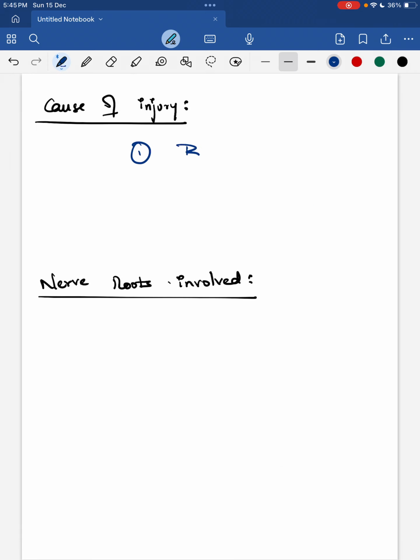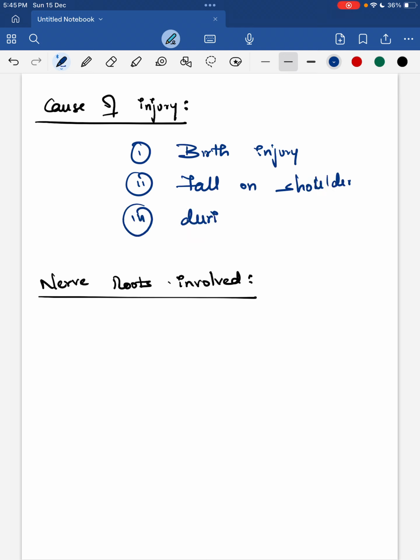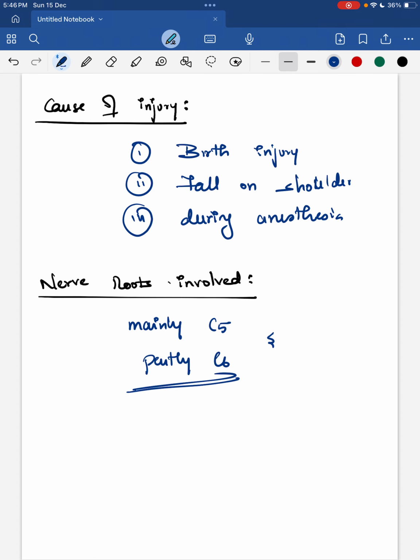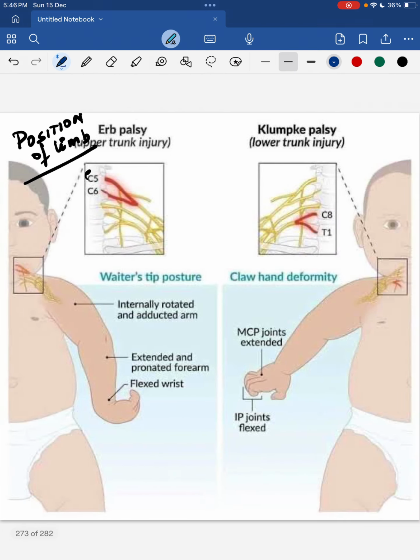Fine. Yes. Next, cause of injury for this will be, one is your birth injury, second is your fall on shoulder, third one is during anesthesia. So this is the cause of injury. What is the nerve trunk that is involved here? Nerve trunk involved is mainly your C5 nerve root and partly your C6 nerve root. Okay.